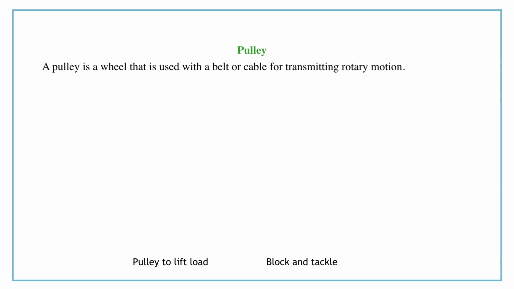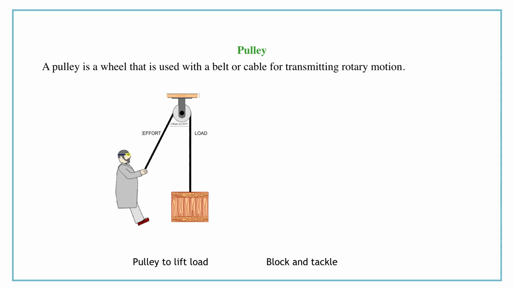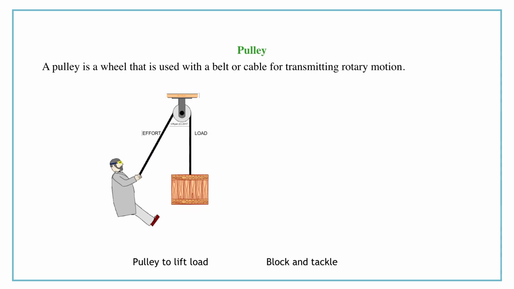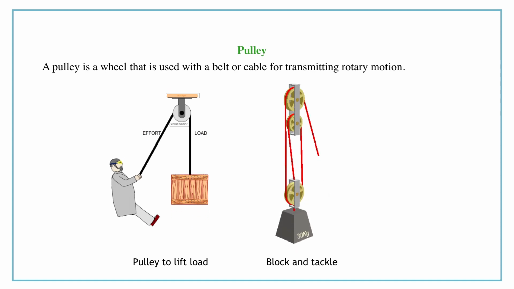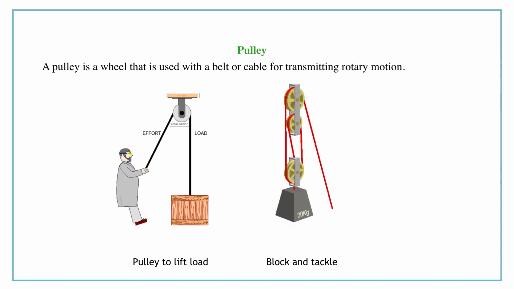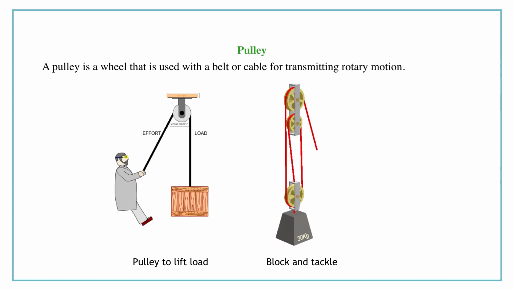We will now look at pulleys. A pulley is a wheel that is used with a belt or cable for transmitting rotary motion. A pulley can be used to lift loads. A block and tackle uses several pulleys to make lifting loads even easier.